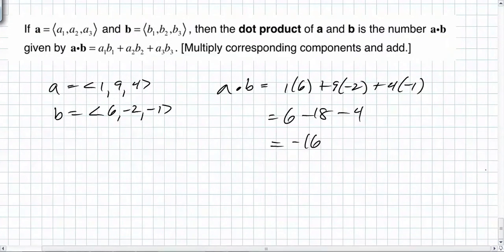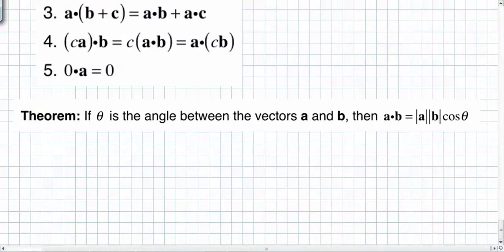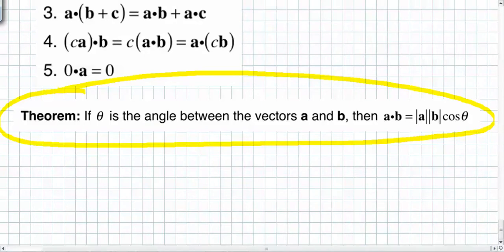We now know how to calculate the dot product, so let's figure out what it means in certain circumstances. Is this a truly new thing? You've seen it before? Yes. Okay, we'll try to do something you haven't seen before. If theta is the angle between two vectors, A dot B is the magnitude of A times the magnitude of B times cosine of theta. Sometimes you see it written a little differently. Cosine theta is equal to A dot B over the magnitude of A times the magnitude of B.